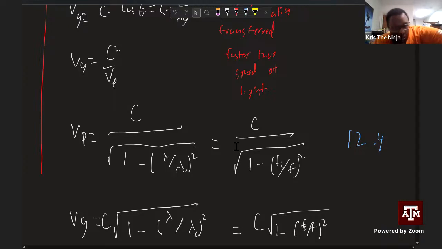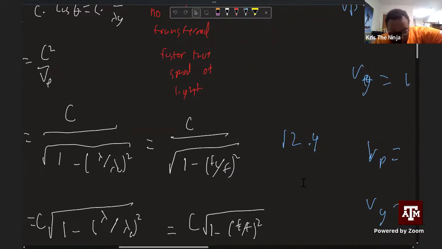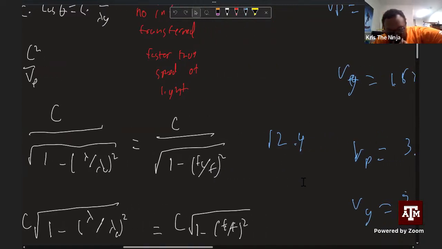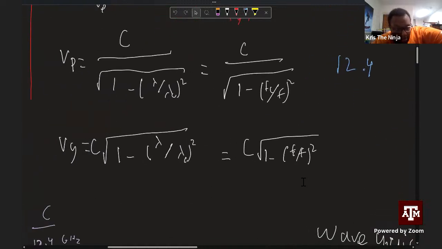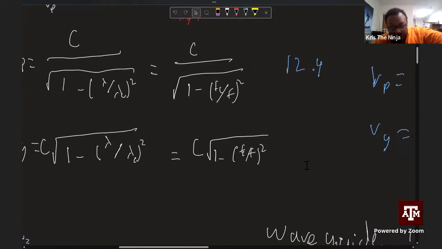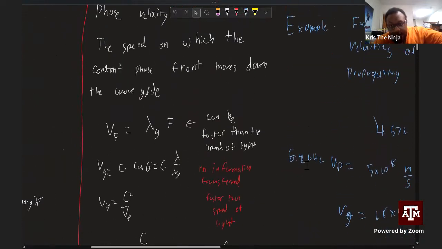Or c over the square root of 1 minus fc over f squared. Okay, cool, love it. Love to see it. For a waveguide, you could just say c times the square root of 1 minus lambda over lambda c squared, or c times the square root of 1 minus fc over f squared. So that's how that works.